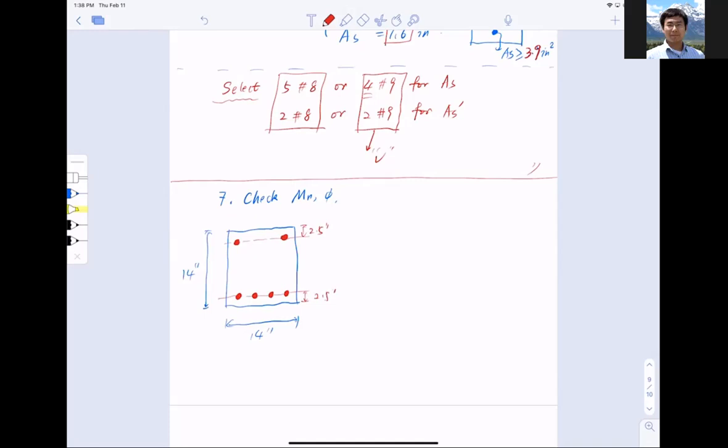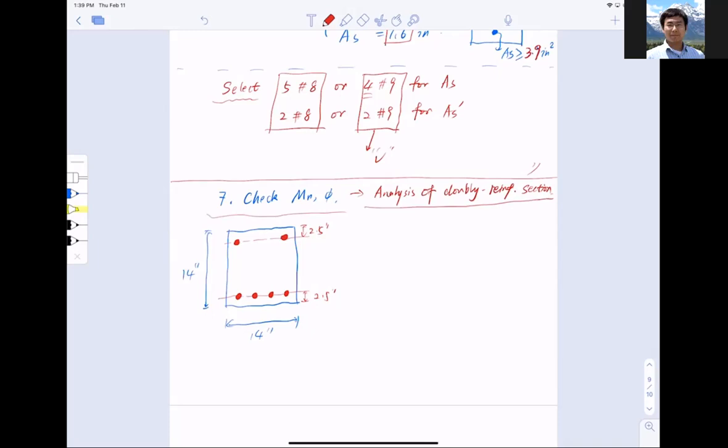How do I recalculate the section? I need to do the doubly reinforced section analysis basically. Okay, all right. So I'm going to stop here and leave this part 7 to Monday.